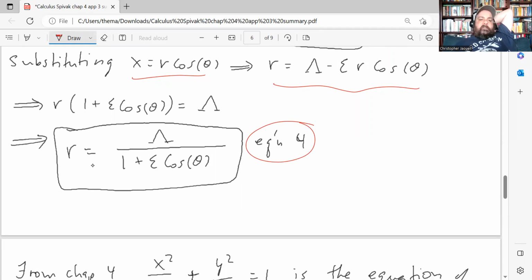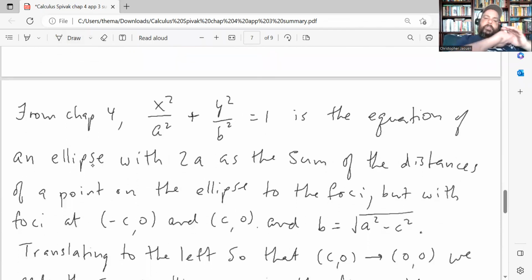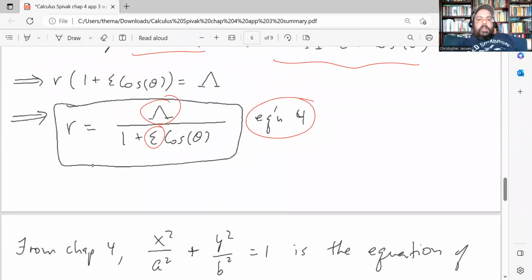So this is an important formula here. This is the polar representation of the ellipse. And just as a reminder, lambda and epsilon are fixed constants here that actually affect the shape of the graph. So it affects how eccentric the ellipse is, and it also affects how big the ellipse is. And then maybe I should say that's the first thing. That's the equation of the ellipse in polar coordinates. That's the first thing we wanted to do.